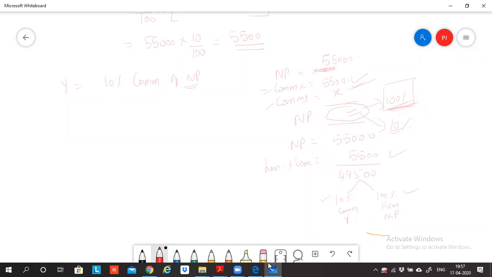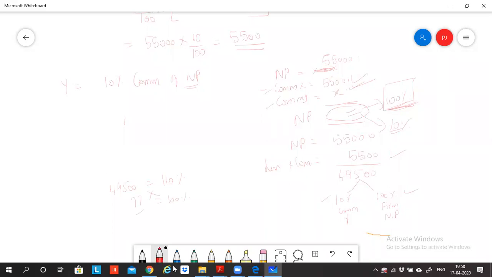So this 49,500 belongs to two people: commission of X and firm net profit. I'm using this space. This 49,500 is equal to 110%, right? I said that this belongs to both of them. If this 49,500 is equal to 110%, up 100%, cross multiplication.